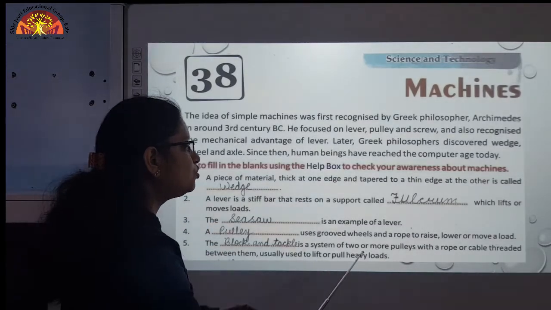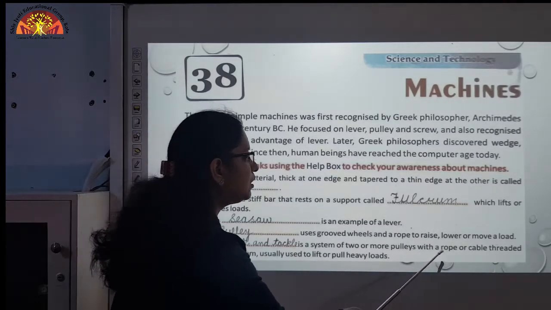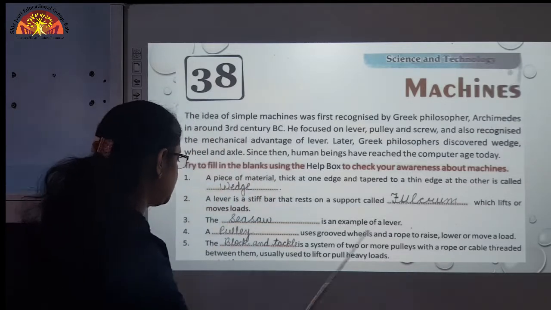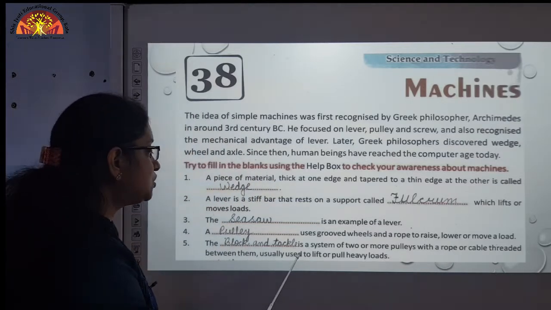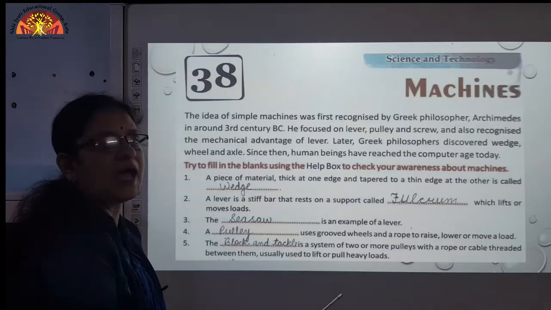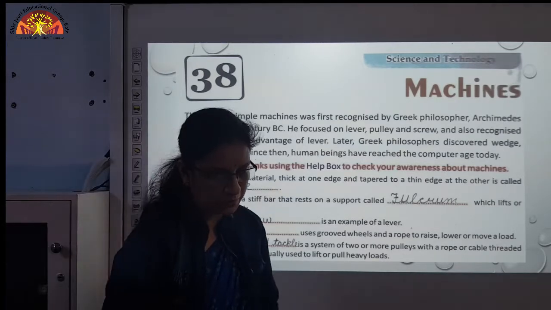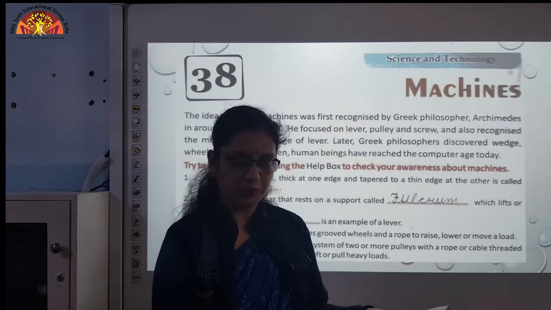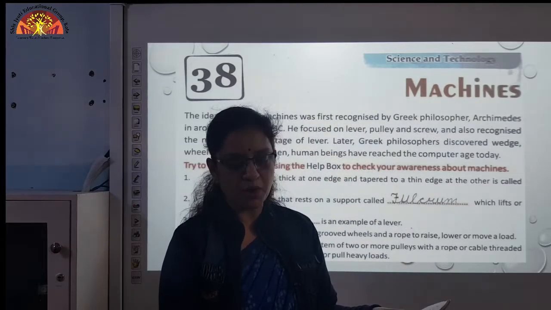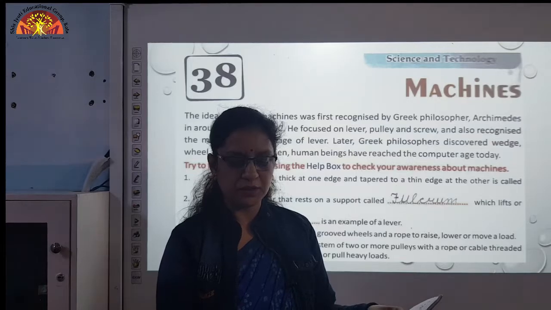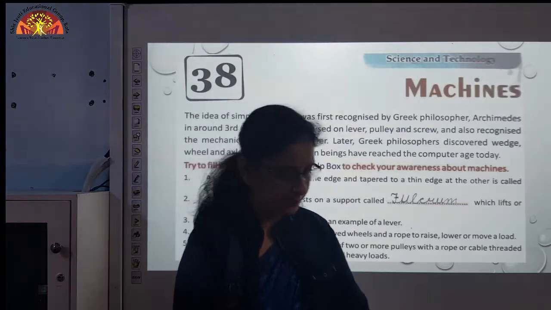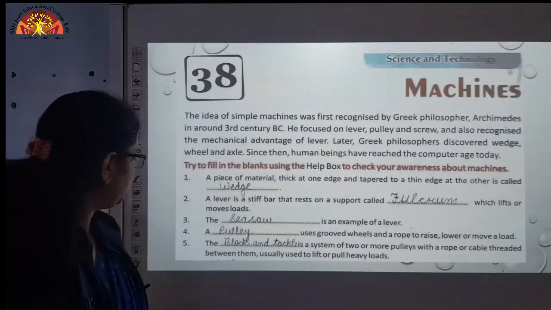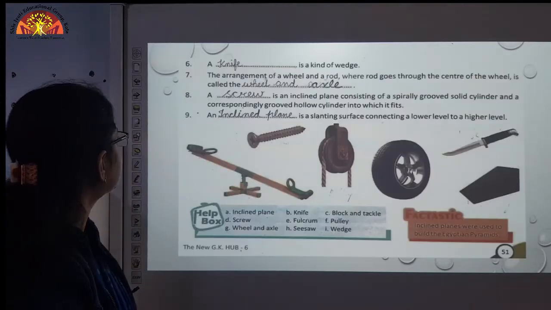It is a system of 2 or more pulleys with a rope or cable threaded between them, usually used to lift or pull heavy loads. Students, you can note it down. A block is a set of pulleys. An assembly of blocks with a rope threaded through the pulley is called tackle. Okay. Now, number 6 I have already explained to you.